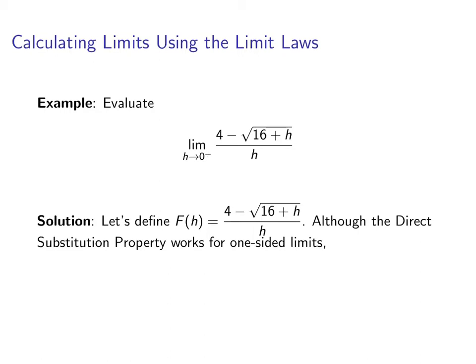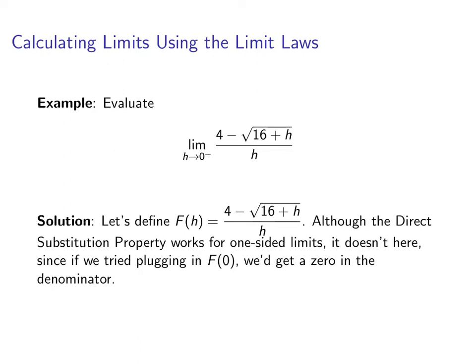Now, the direct substitution property ordinarily works for one-sided limits, but of course it doesn't here, because if we tried f of 0, we'd get a 0 in the denominator. Of course we would. All right, the method that we're going to use here is to rationalize the numerator.